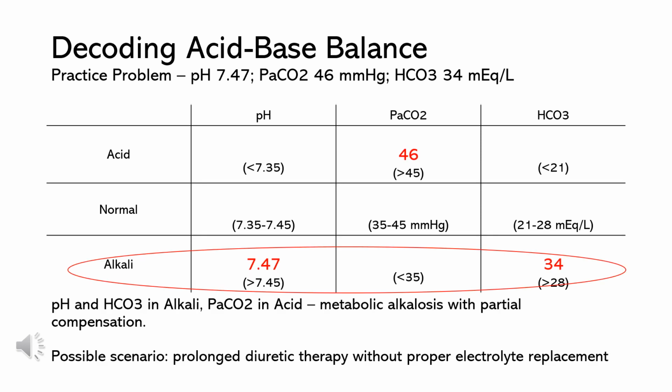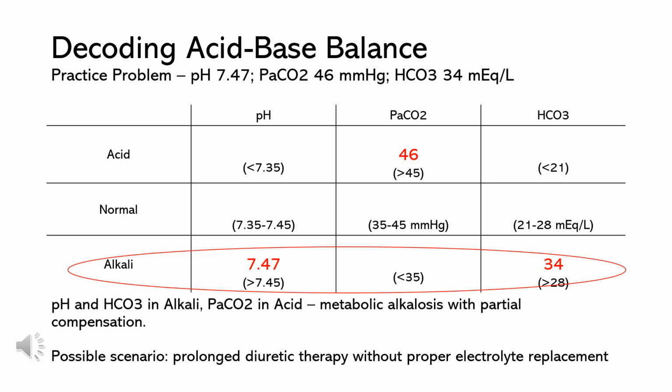Okay, let's put all of our values on the chart and see what we have. Our pH at 7.47 is greater than 7.45, so that's in the alkaline category. Our PaCO2 of 46 is greater than 45, so that is in the acid category. Our bicarb at 34 is greater than 28 and therefore in the alkali category. So we have pH and bicarb in alkali and PaCO2 in acid. So we have metabolic alkalosis with partial compensation.